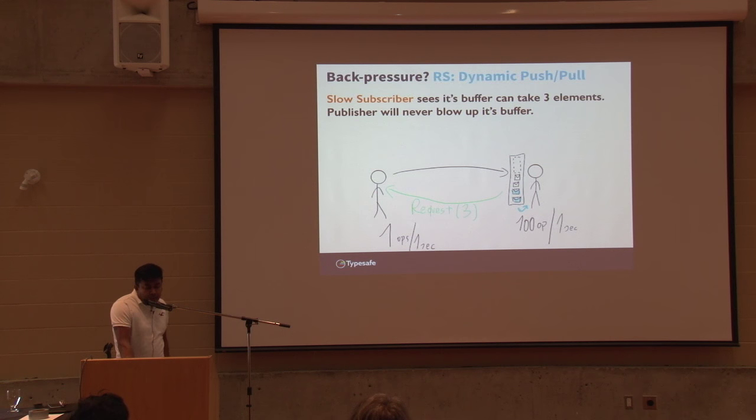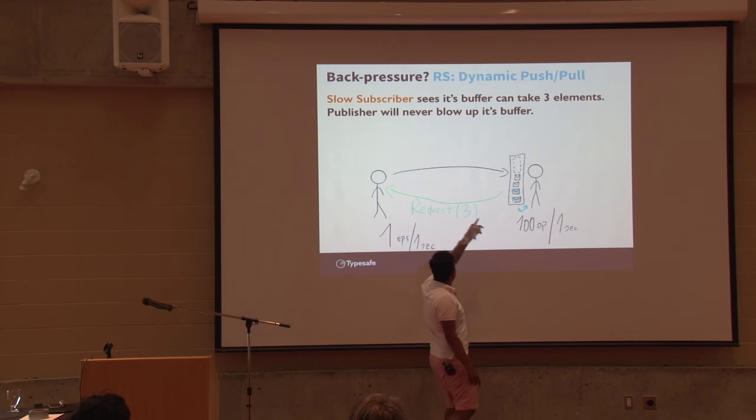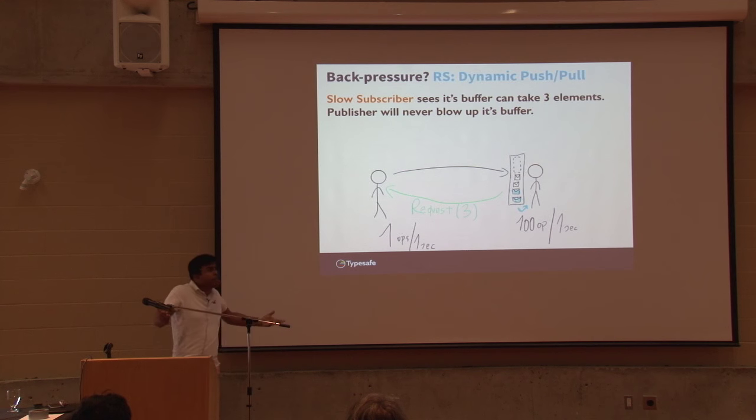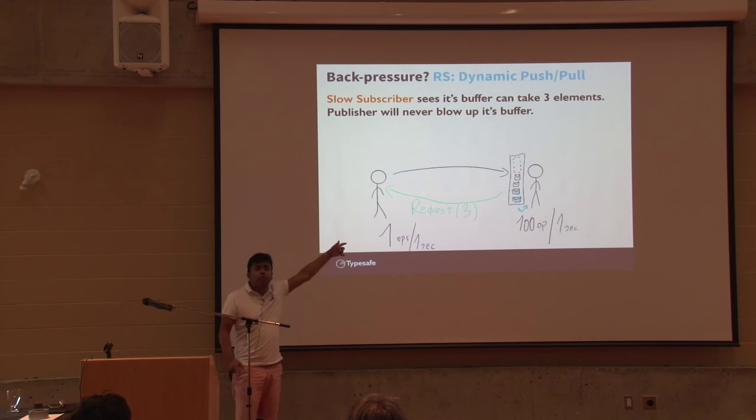So what happens if I have a slow subscriber? What we are essentially going to do, this is my demand channel. Hey, I can only handle three. Please send me three, not more than that. That kind of takes care of the buffer overflow error we are talking about. We don't have that anymore.